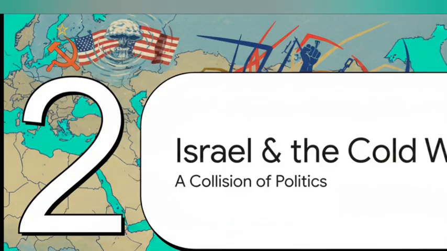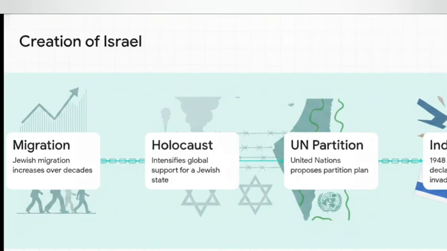Section 2, Israel and the Cold War. So the creation of Israel definitely wasn't engineered overnight. It was a highly complex chain reaction. First, Jewish migration had been steadily increasing over decades. Second, following the absolute horror of the Holocaust, global support for a Jewish state intensified dramatically. Third, the United Nations proposed a partition plan. And finally, in 1948, Israel declared independence, which immediately prompted neighboring Arab states to invade, sparking a full-scale war.